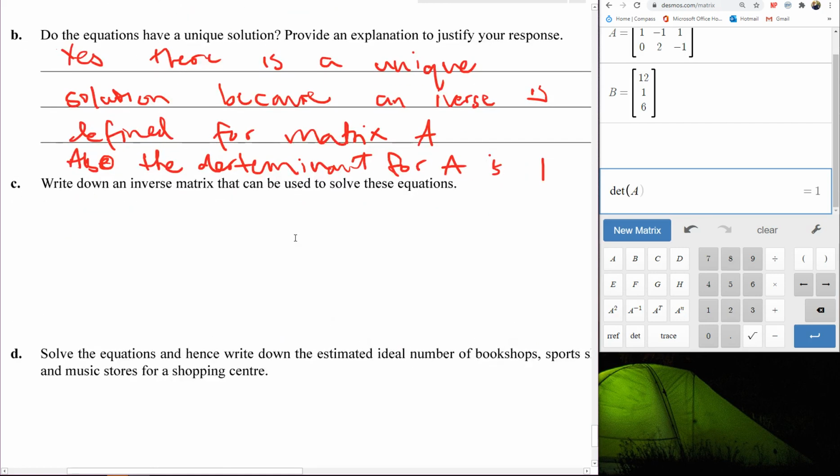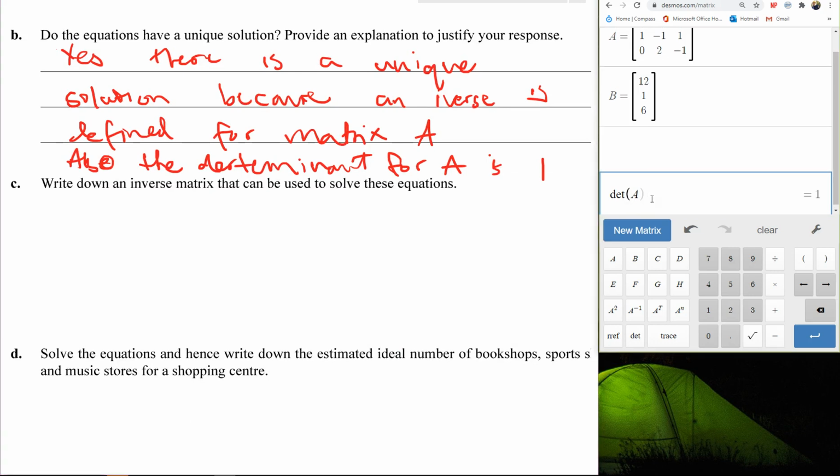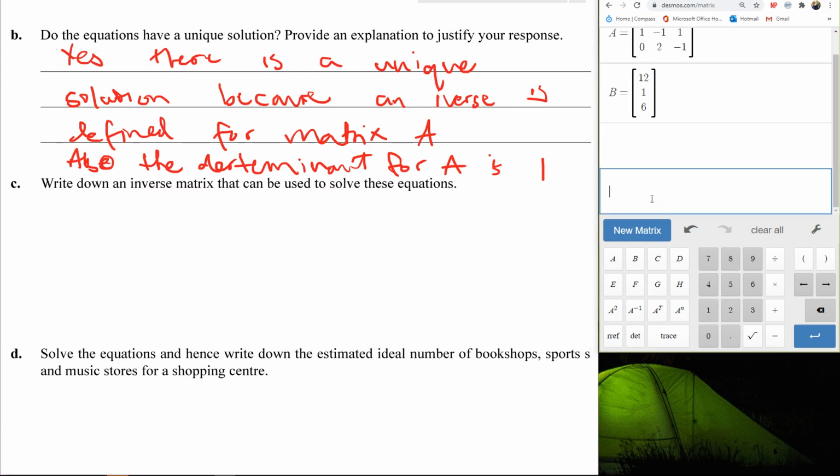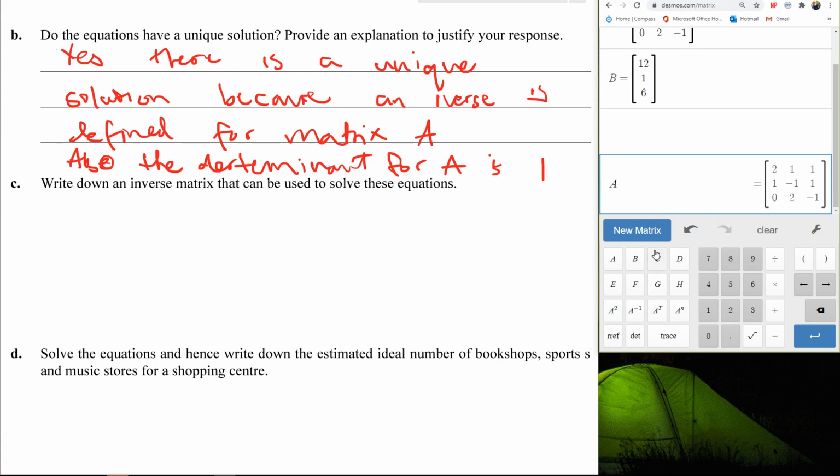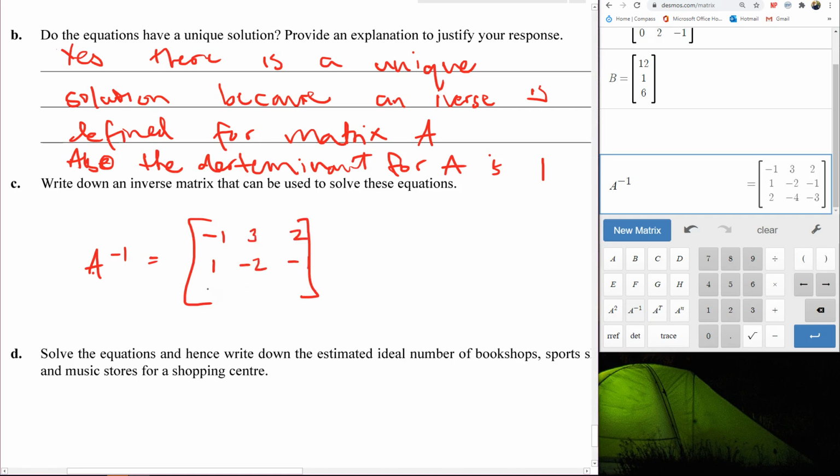Write down an inverse matrix that can be used to solve these equations. So basically, we're just going to find the inverse of A. So A inverse is that: -1, 3, 2, 1, -2, -1, and 2, -4, -3.